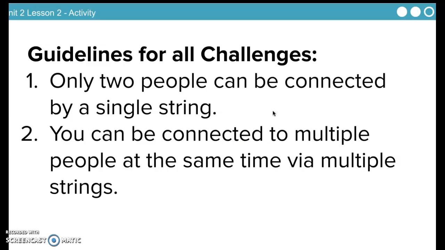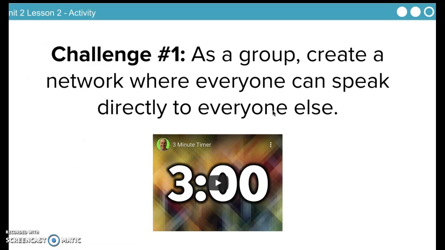The guidelines: only 2 people can be connected by a single string, so you wouldn't have multiple strings across the same line, and you can be connected to multiple people at the same time via multiple strings. You'll have 3 minutes to work on this. If you, for whatever reason, were absent, I still want you to work independently on your own Google slide. It's going to take you a little bit more than 3 minutes because you're not working with a group, but I do want you to go through this process. So if you did miss class, I do want you to work on this, and this will be on Google Classroom.